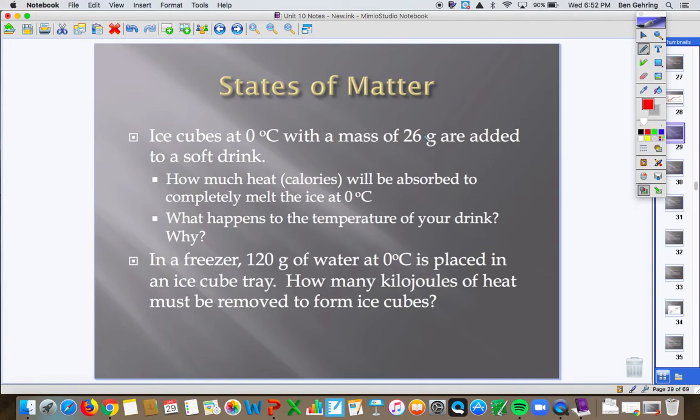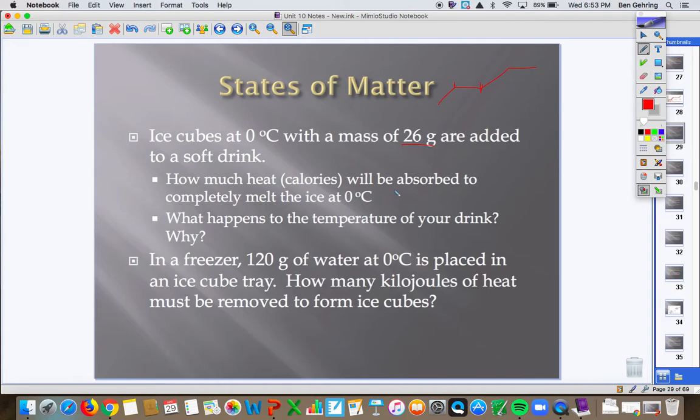And now we have to do some calculations with it. So ice cubes at 0 degrees Celsius with a mass of 26 grams are added to a soft drink. How much heat and calories will be absorbed to completely melt the ice at 0 degrees Celsius? So the ice cubes are at 0, so we're at that first part of that horizontal line here. So they're at 0. I want to know how much energy, how much heat will be absorbed to melt the ice here. So how do I get across that phase and melt all my ice cubes?